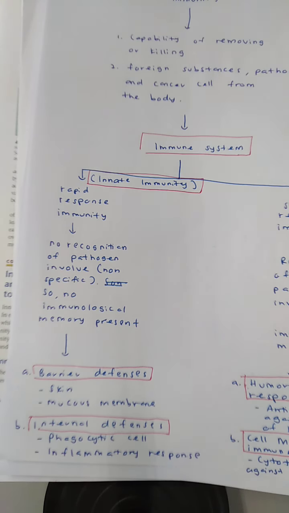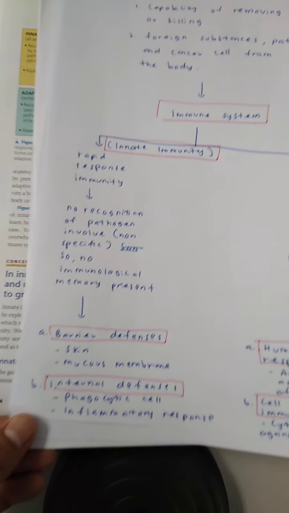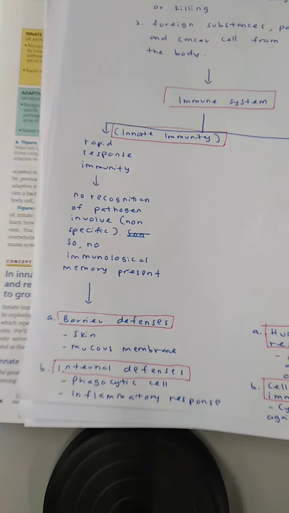So, dia tak menghasilkan sebarang immunological memory. Dia tak perlu hasilkan ingatan kepada pathogen tersebut. So, sebagai contoh, kalau dijangkiti oleh kuman chickenpox, jadi virus chickenpox tersebut tidak akan menghasilkan sebarang memori kepada jangkitan yang kedua. So, innate immunity ini melibatkan dua jenis defense mechanism.